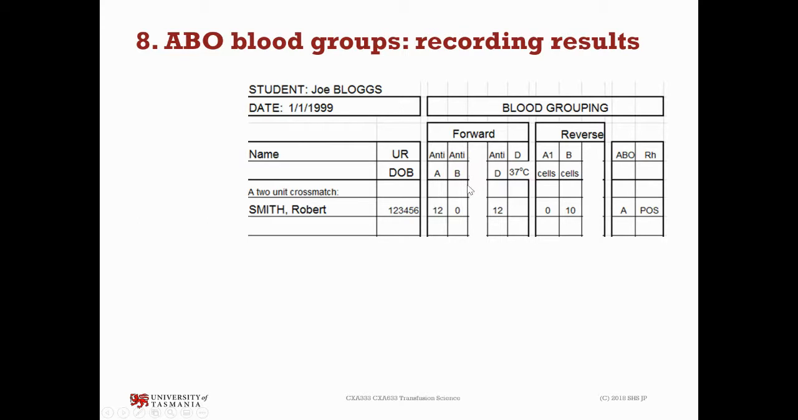You also do an RH-D group because the RH blood grouping system is the second most important after the ABO blood grouping system. Does anybody know why? The D antigen in particular.